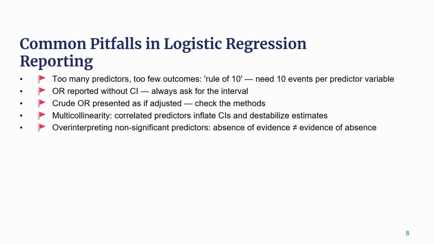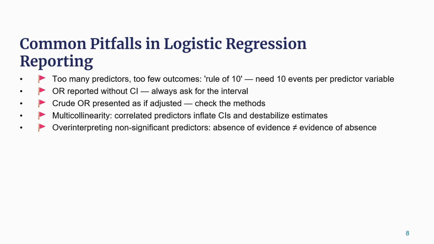Before we get to our case, let me flag the 4 pitfalls most likely to mislead you. First, the rule of 10. You need at least 10 outcome events per predictor in the model. A study with 50 deaths should have at most 5 predictors. Models with too many predictors are overfit and unreliable.